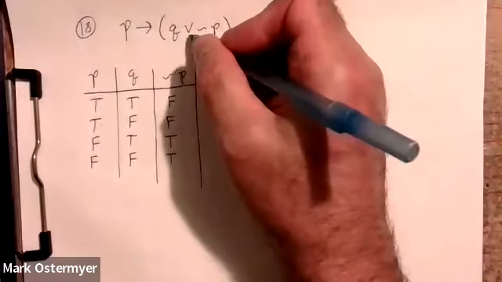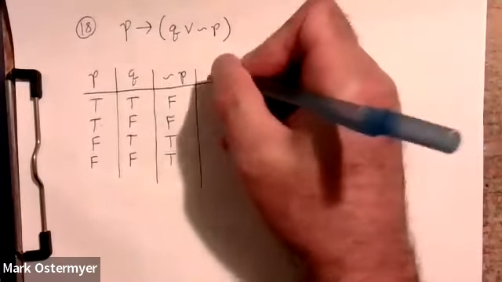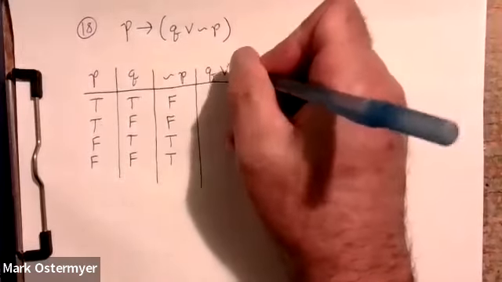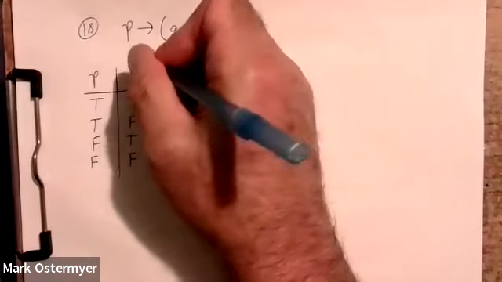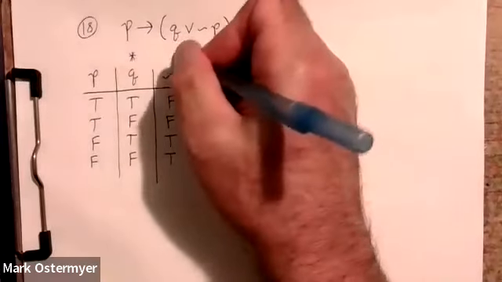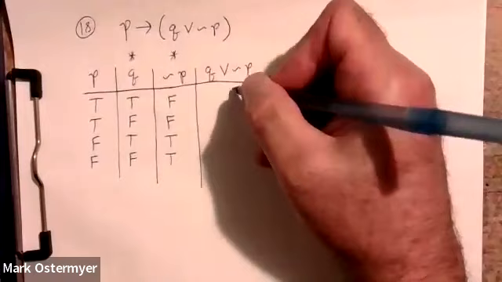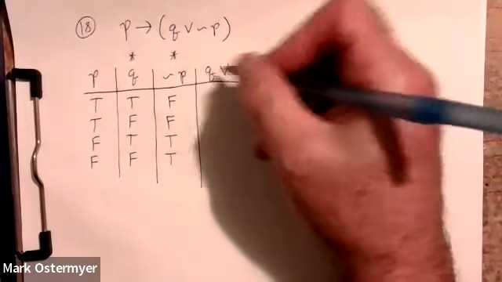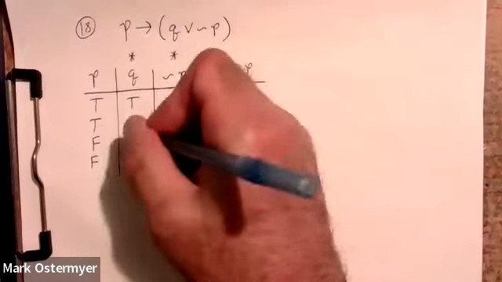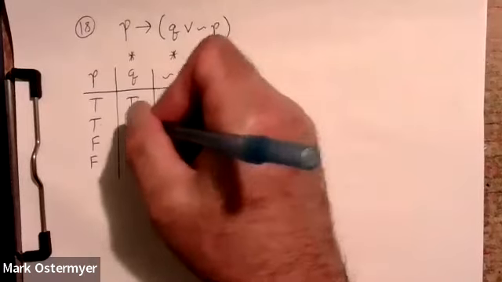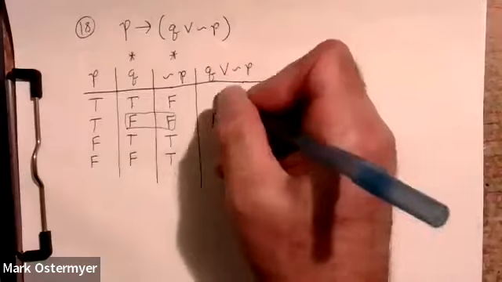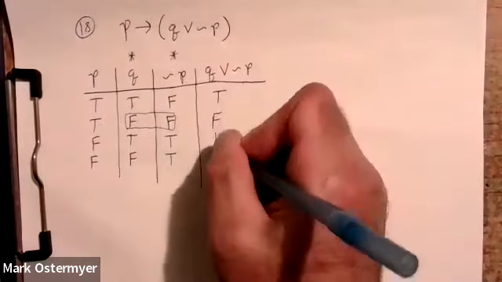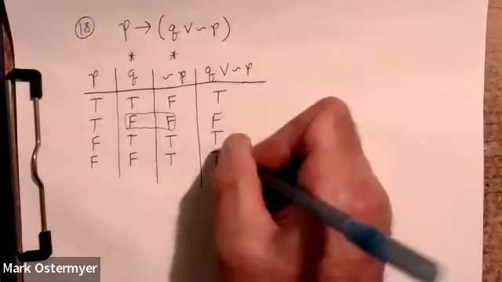Still inside the parentheses, now we'll deal with the or. So my next column is going to be Q or not P. That means I'm going to have to use this column, Q, and or it with this column. The only time an or is false is if both these statements are false. That occurs right here. False or false is false. All the other ones are true. True or false is true. True or true is true. False or true is true.